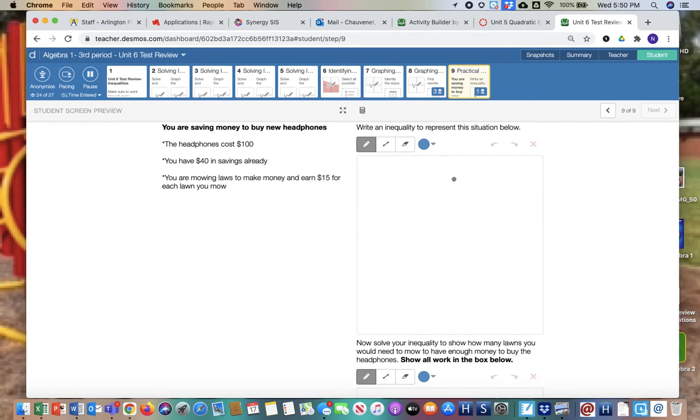And lastly, let's look at it with a practical problem. You're asked to save money and buy new headphones. The headphones cost $100. You already have $40. You're mowing lawns to make money, and you earn $15 for each lawn you mow. We need to set up this inequality and solve it. I'm just going to show it all right here.